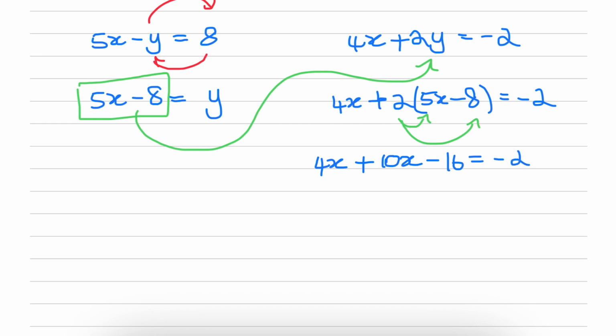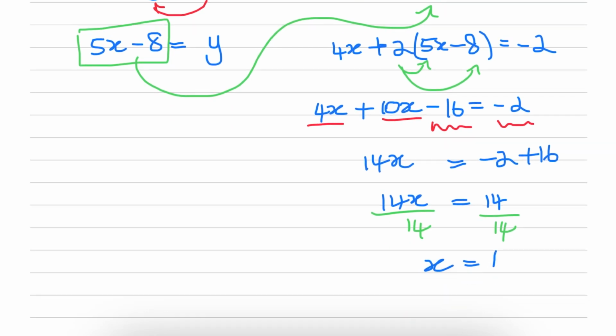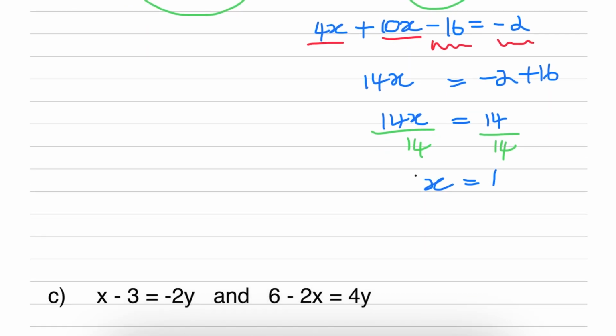Add your x values, so 4 and 10, and that should give us 14x. Then carry this negative 16 over to the other side, so it means you'll have to add it to that side, negative 2 plus 16, and that should give us positive 14. So 14x is equal to 14. Divide both sides by 14 to get x alone. And x is equal to 1. X is equal to 1.